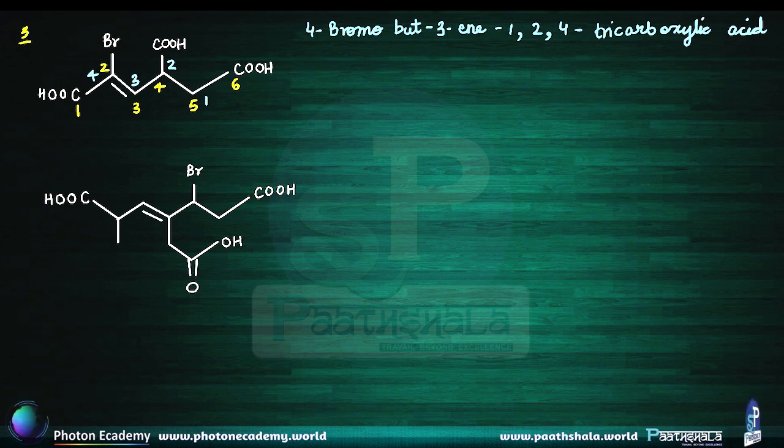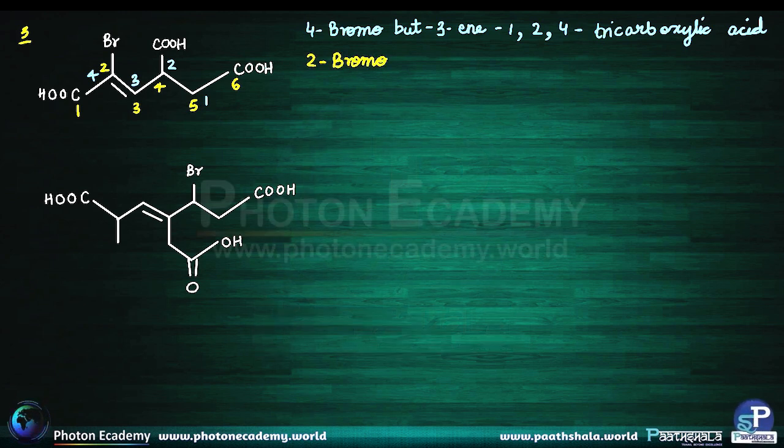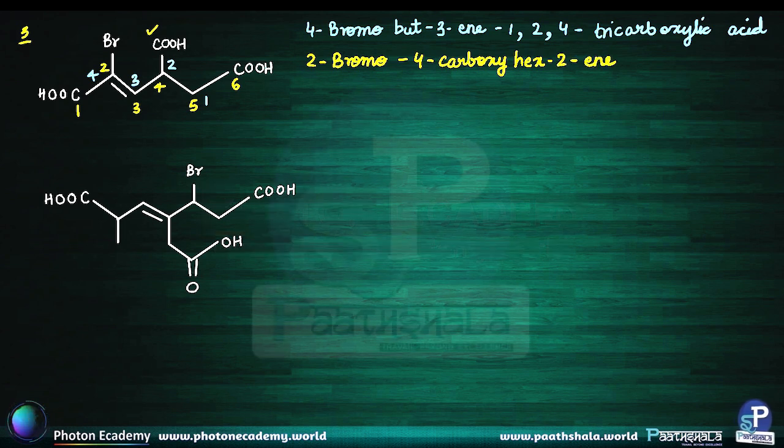The second way of naming this particular compound is we say 2-bromo, then we have 4-carboxy. So at 4 we have this COOH group present, 4-carboxy, hex 2-ene, then 1,6 dioic acid. So this is the name of the compound.